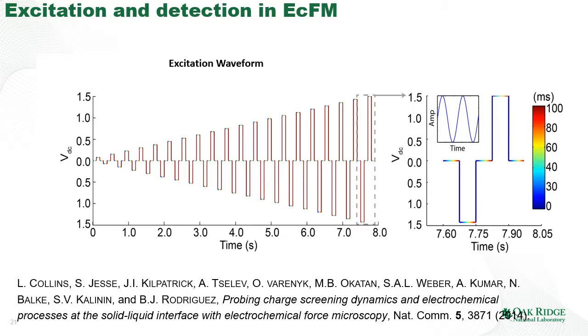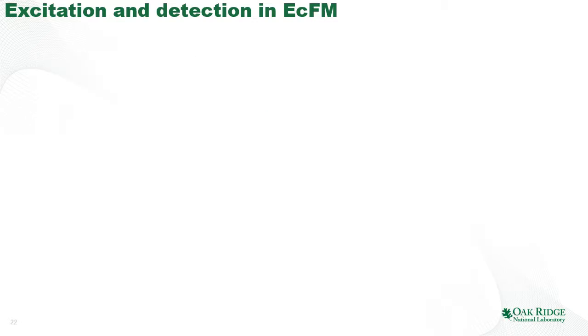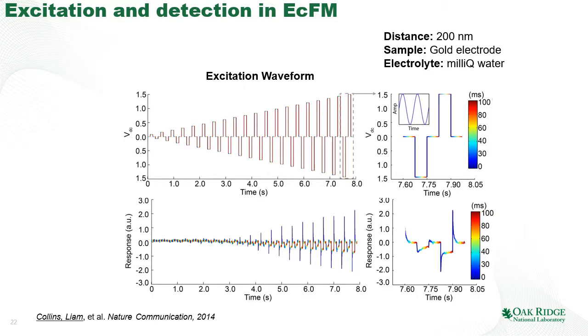And after each probing pulse, we measure the relaxation of the system. The response over this time interval is measured as the response to the small magnitude AC bias. So we essentially have the three-dimensional probing. This is how the response looks. This is our excitation waveform, and this is our response.